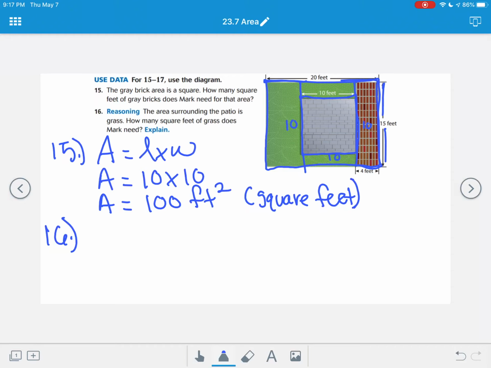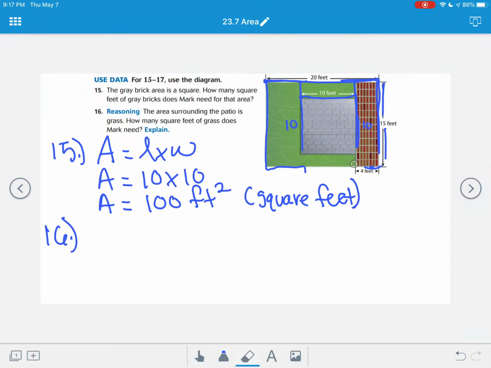All right, number 16. This is where it's going to get a little sticky. The area surrounding the patio is grass. How many square feet of grass does Mark need? Explain. So, let's take a look at this.